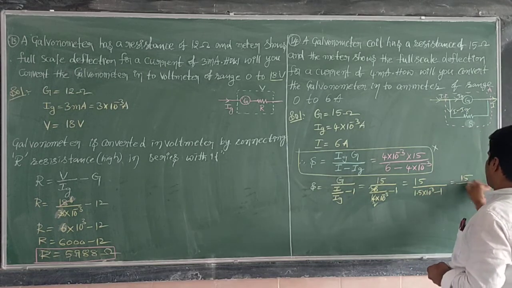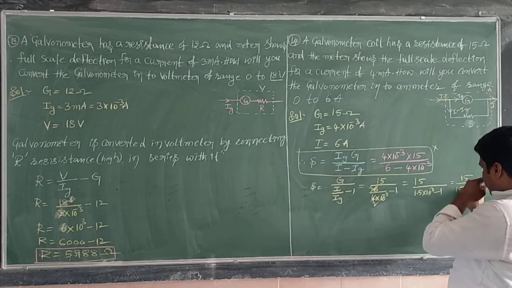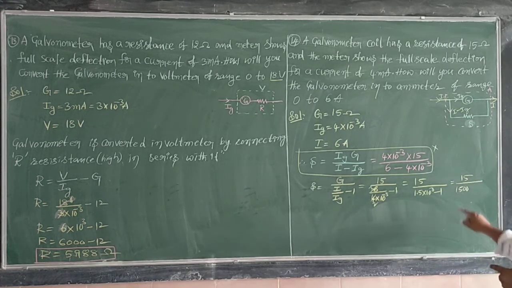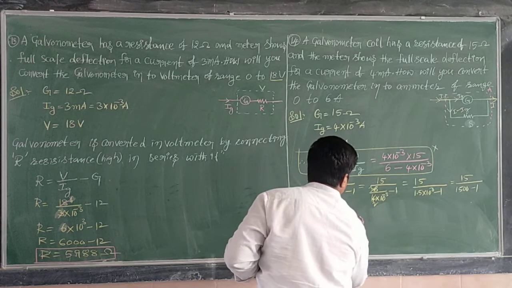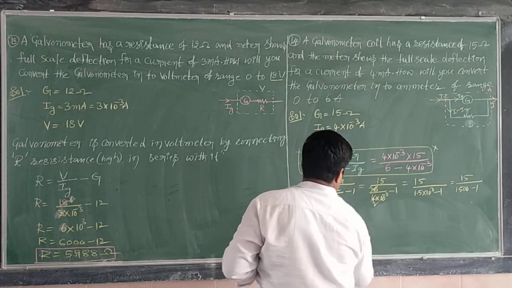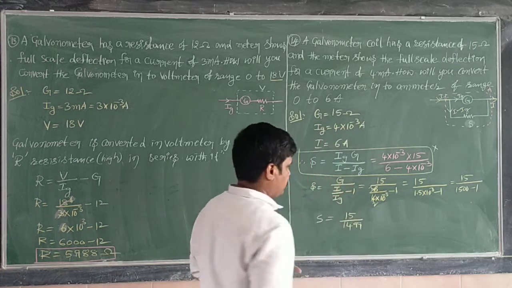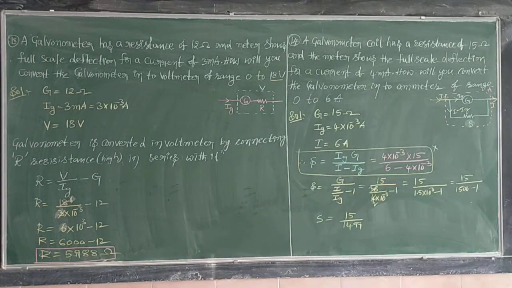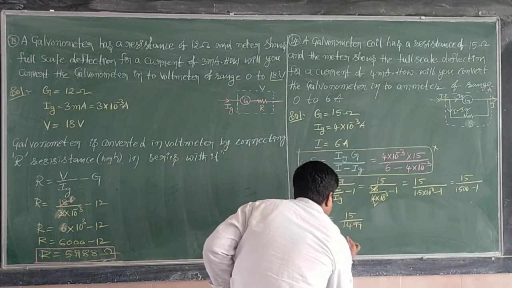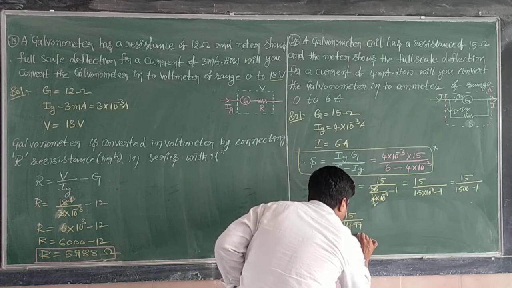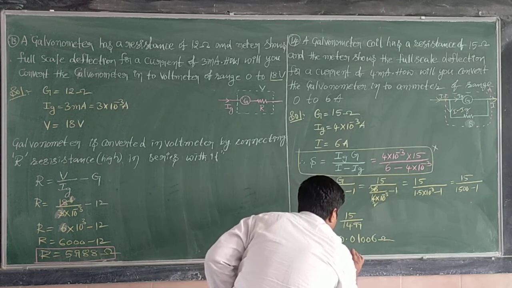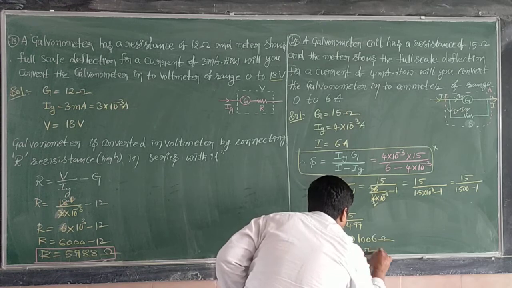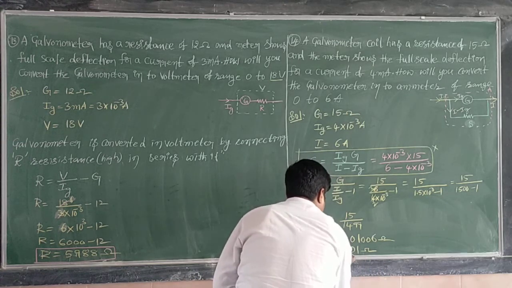So 15 divided by 1500 minus 1. So S is equal to 15 divided by 1499. So the answer is 0.0100067 ohms. So the answer is S equal to approximately 0.01 ohms.